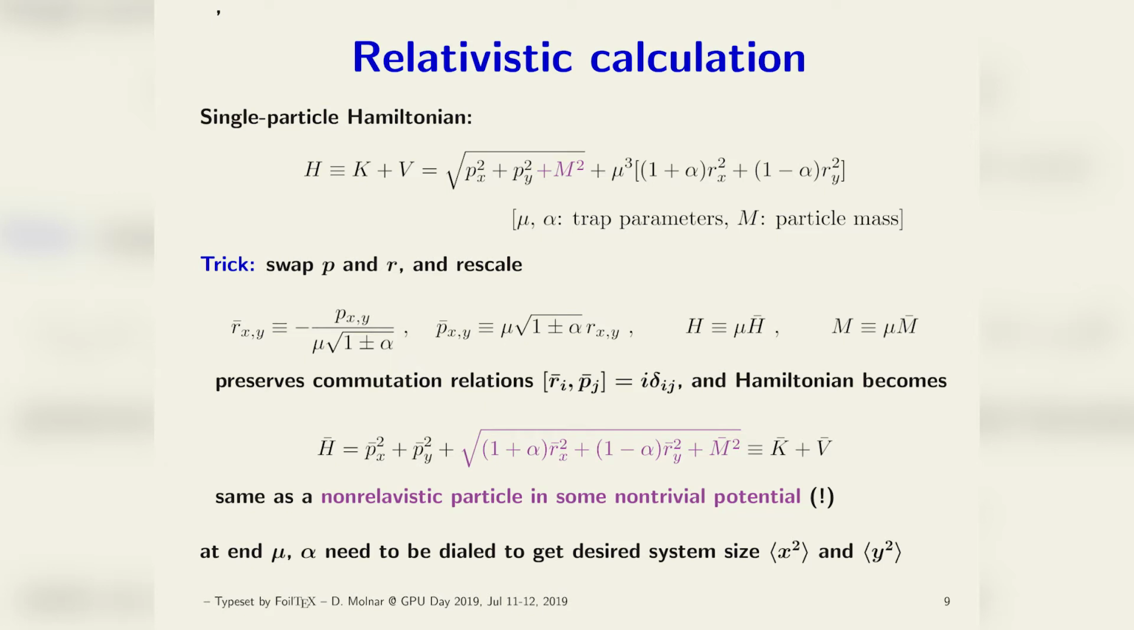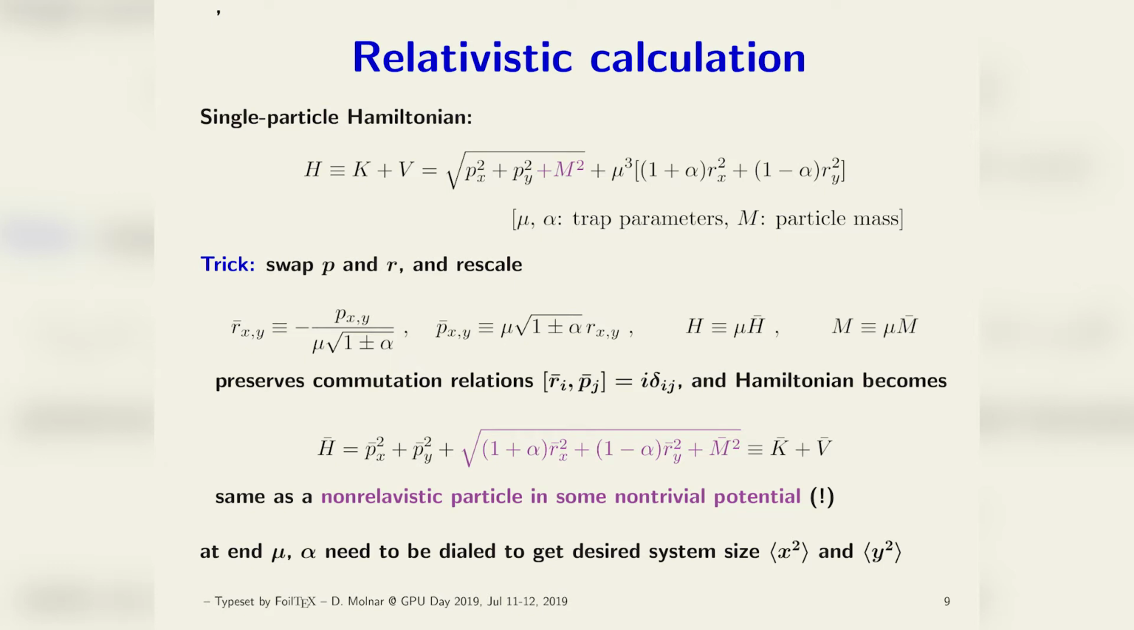For convenience, we chose parameters such that there is an energy scale mu and an anisotropy parameter alpha. But it's 2 parameters which control the potential in x and y. M is the particle mass. Now, if you're a physicist, you know this is really horrible, this square root. But they use some tricks. I don't want to do the tricks.